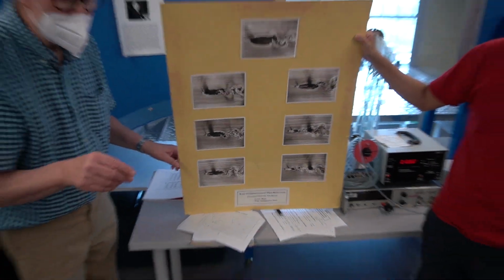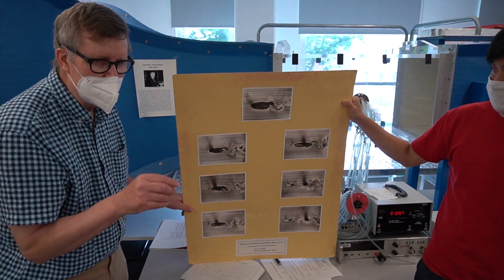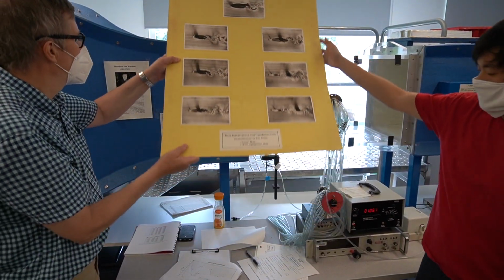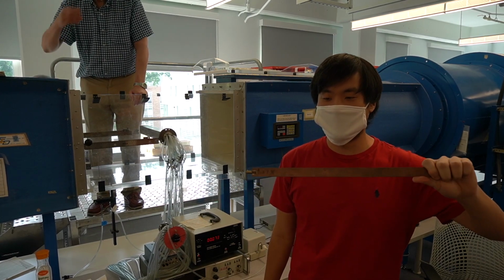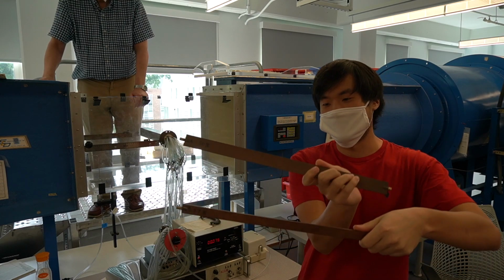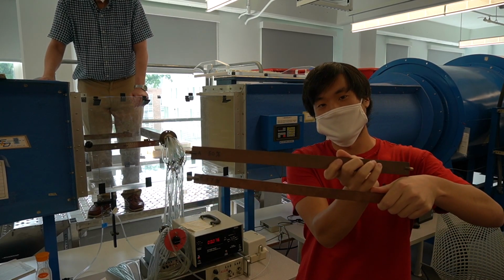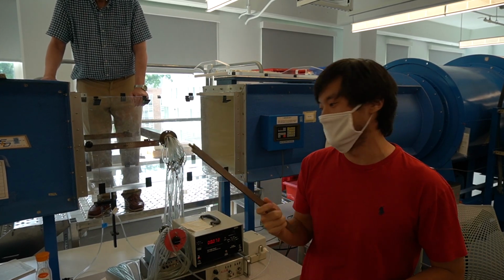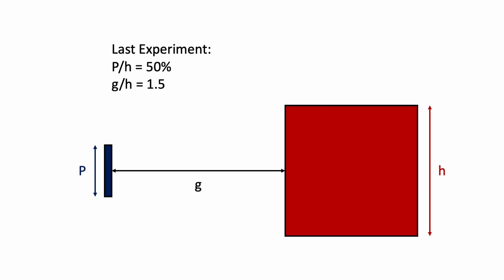So I think we still have one or two experiments, just very quickly. Let's see what we've got. Okay, so we just finished taking all of the data for the 37% plate. Now we're going to be swapping it out for the 50% plate. So you can see it's taller than the 37% plate. As the name suggests, the height is 50% that of our square cylinder. So now the last one we are doing is P over H of 50%, and it's going to be at a distance G over H in front of the square cylinder of 1.5.